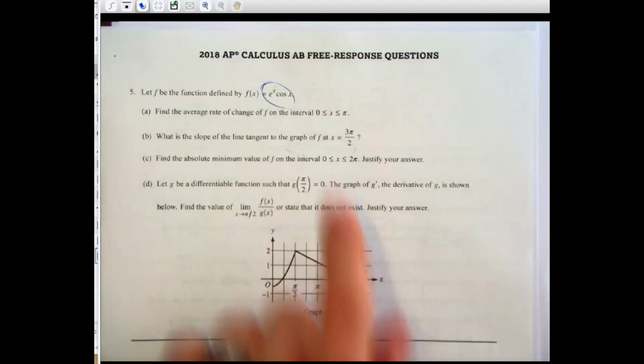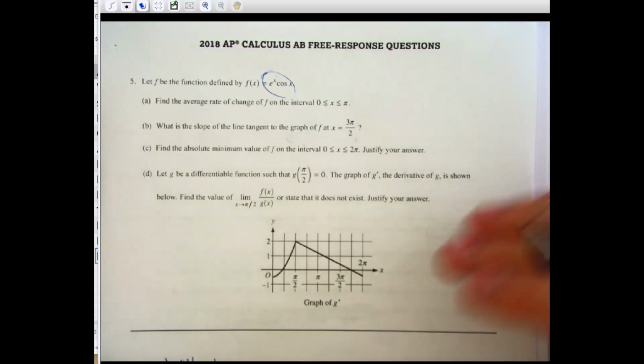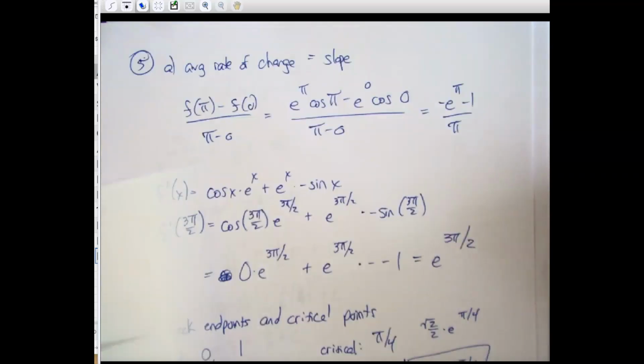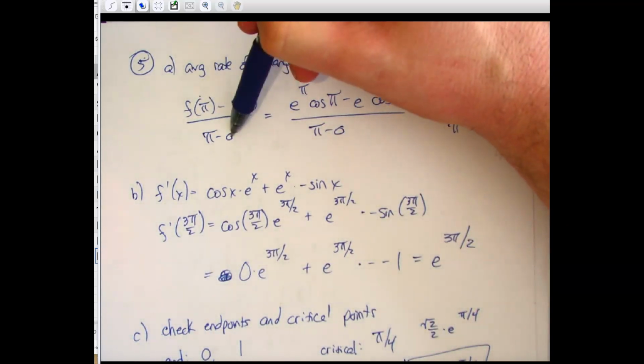So the average rate of change is just the average slope. That average slope is not calculus. Average slope is just the slope between the endpoints. So you're just doing y2 minus y1 over x2 minus x1.